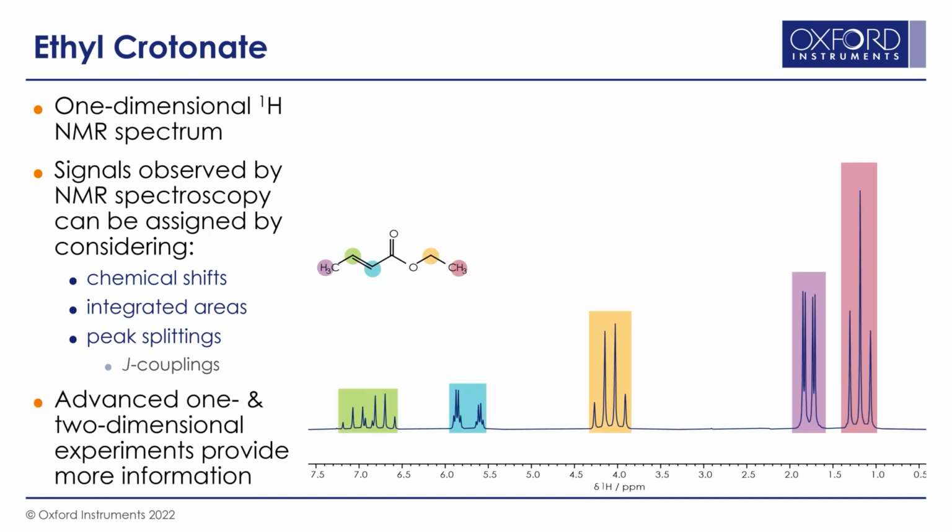Considering chemical shifts, the integrated signal areas, and the peak splittings, it is possible to unambiguously assign the signals observed in the proton NMR spectrum of ethyl crotonate to the chemically unique hydrogen environments in the molecule. While in the case of this simple molecule, the spectrum could be assigned without considering all of chemical shifts, integrations, and couplings, for more complex systems, often they will all need to be considered, potentially also requiring the use of additional advanced 1- or 2-dimensional NMR experiments.